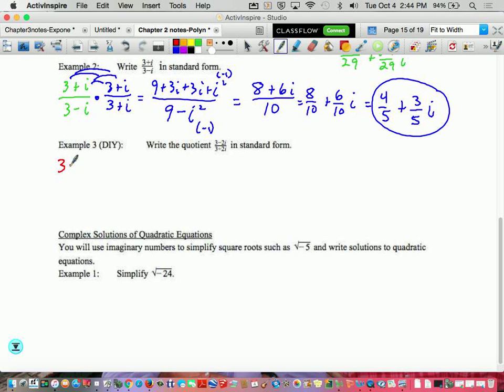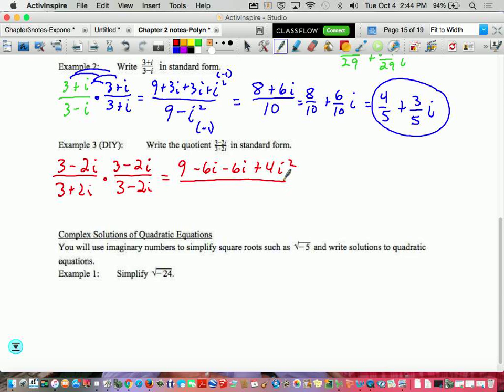So if you're coming back, it's 3 minus 2i over 3 plus 2i, and I would multiply by the denominator's conjugate. It just so happens it's the same as the numerator. Nothing to do with that. That's just the way it was written. The denominator's conjugate is 3 minus 2i. So distribute the top. You get 9 minus 6i, minus 6i plus 4i squared, all over 9 minus 4i squared.